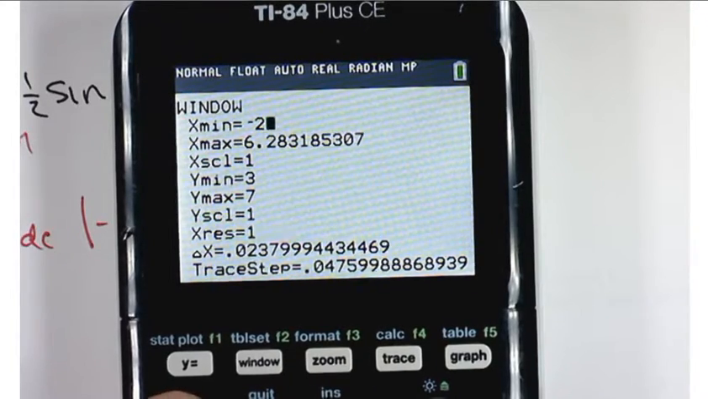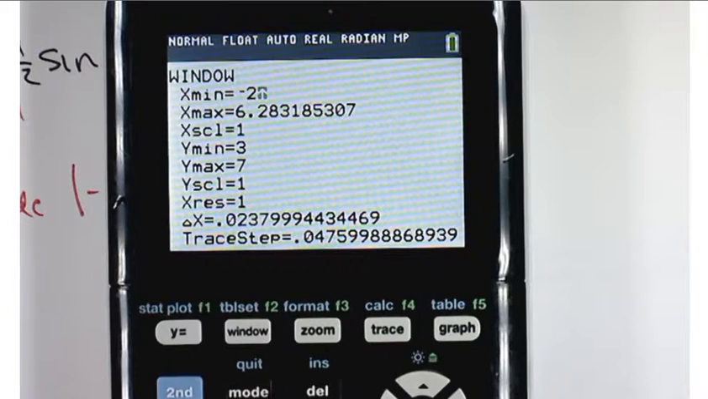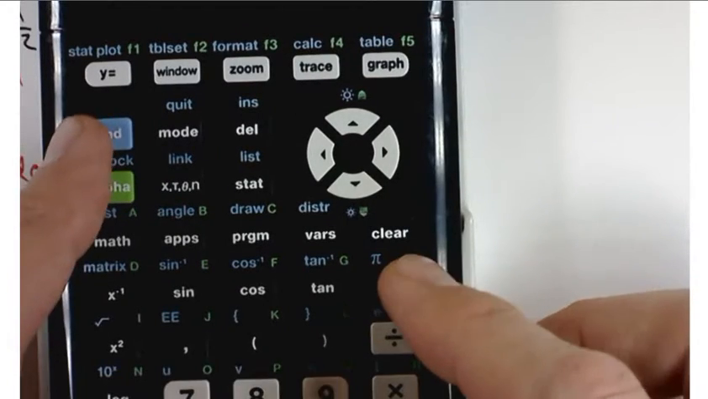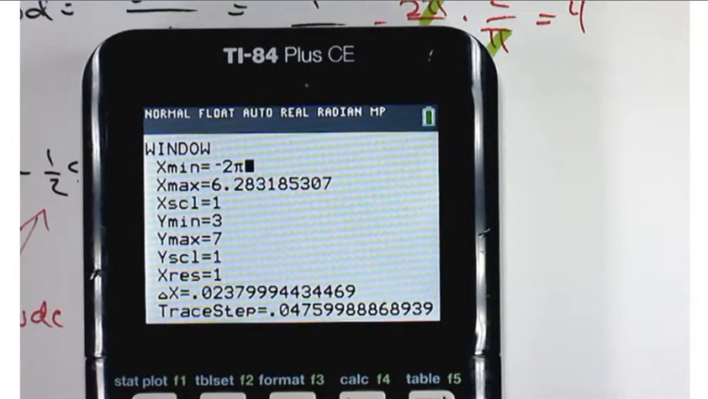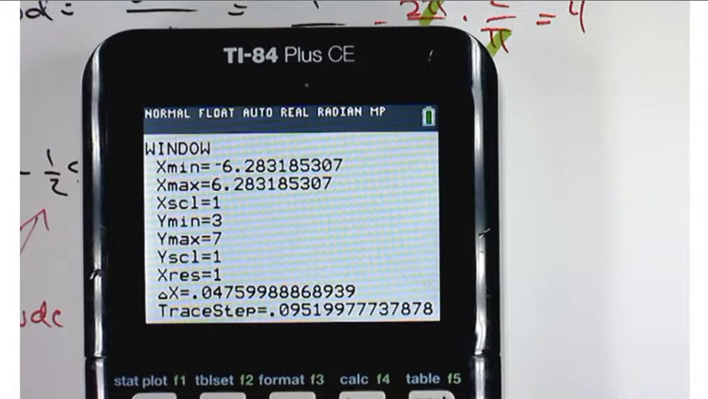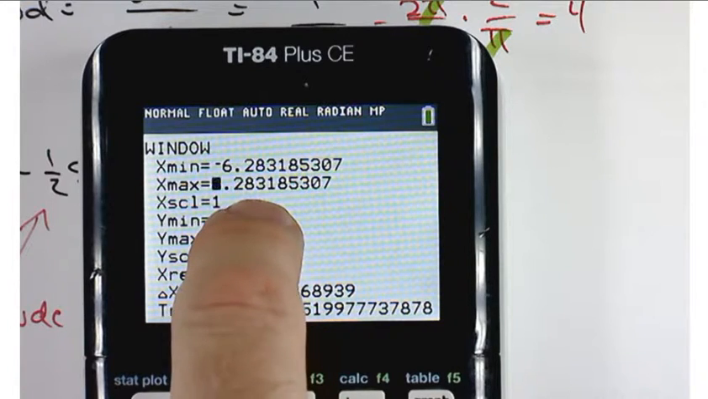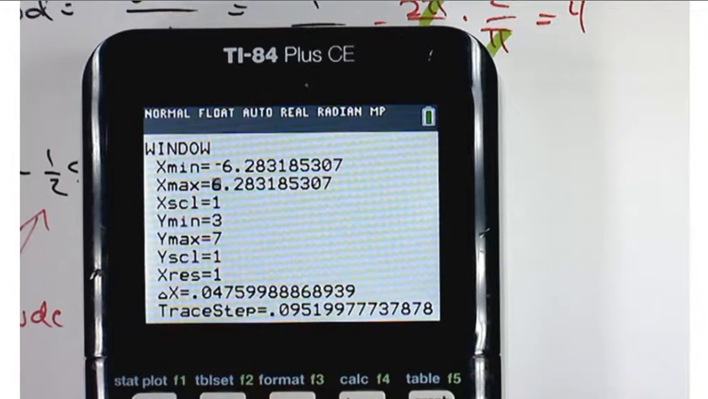Where can you find pi in your calculator? It's programmed in. Yeah, right above the little up arrow here. So you hit the second key, then the up arrow. You'll see pi for a minute until you press enter. And then you're going to get the decimal value there. So we've got minus 2 pi. And hopefully you see the rest of this. That's positive 2 pi.